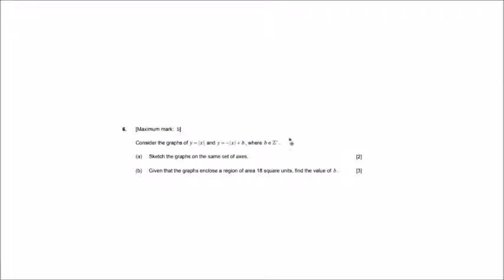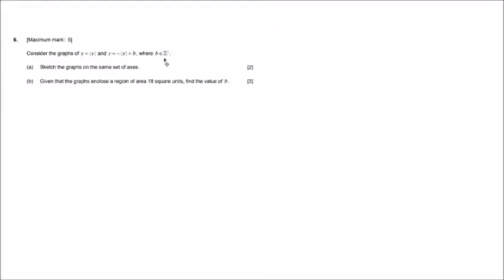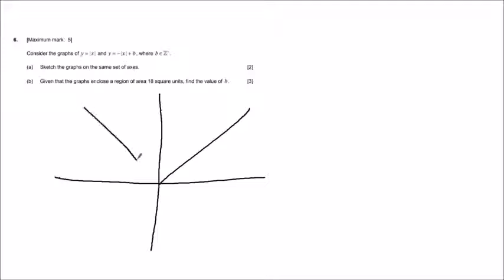Next, consider these two graphs where b belongs to the set of natural numbers. So we have this right here, and then consider the graphs y equals x and y equals minus x plus b. So whatever this b is right here, that's b. Sketch the graphs on the same set of axes. Given that the graphs enclose a region of 18 square units, we have to find what b is.